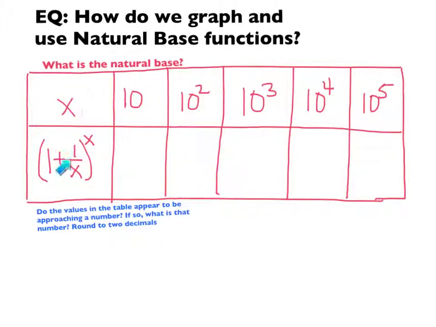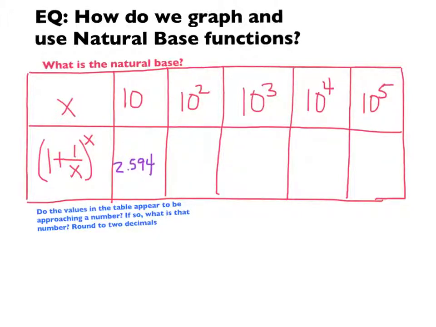Okay, so we have some x values, just like x and y. This is the function that we're going to plug x into: 1 plus 1 over x, raised to the x. In this first one, it would be 1 plus 1 over 10, all raised to the 10th power. And that comes out to 2.594.